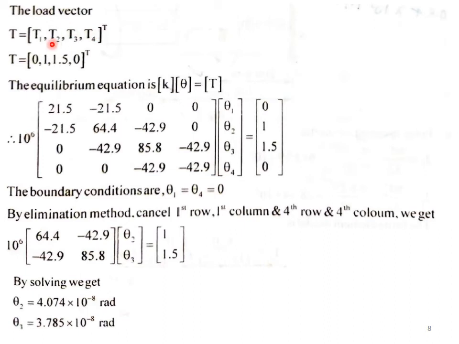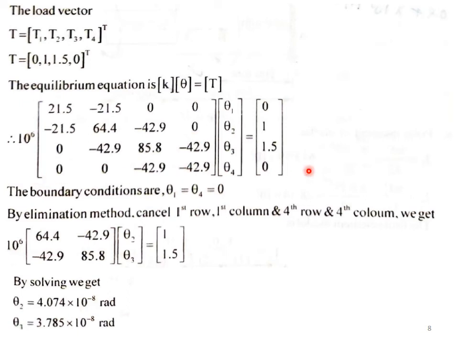So next, the load vector T is equal to T1, T2, T3 and T4, for 4 nodes, transpose. I am writing this horizontally. T1 is 0, T2 is 1, T3 is 1.5, and T4 is 0. The equilibrium equation is K into theta is equal to T. Stiffness matrix K, theta: theta 1, theta 2, theta 3, and theta 4. T, I am writing vertically: 0, 1, 1.5, and 0.